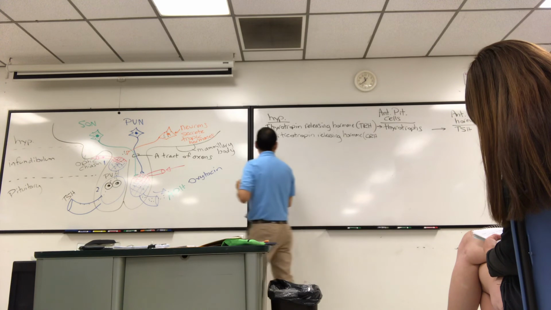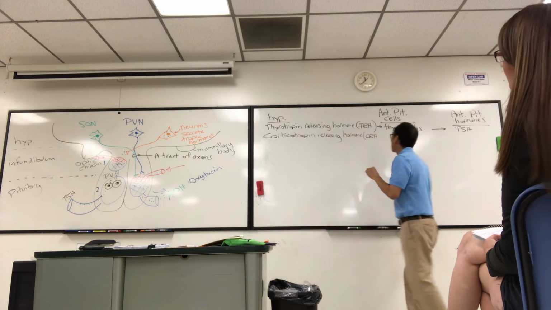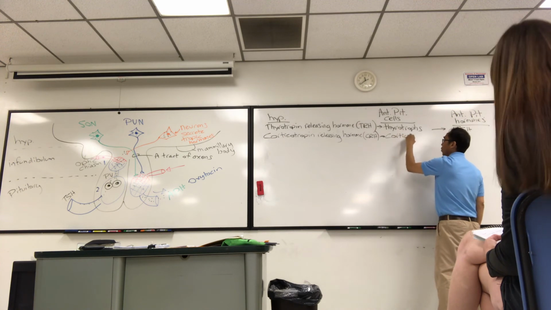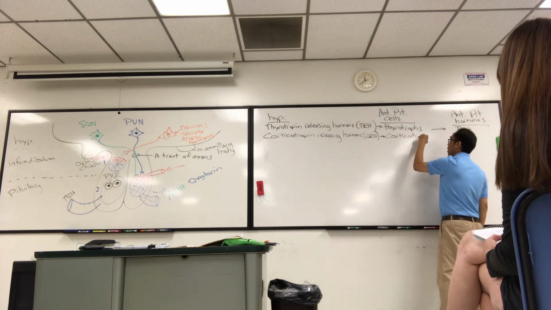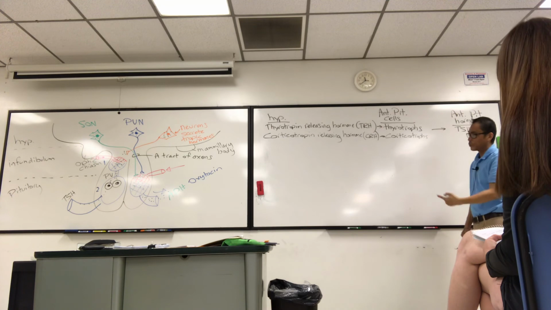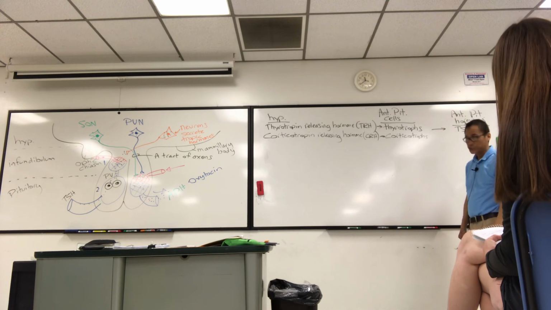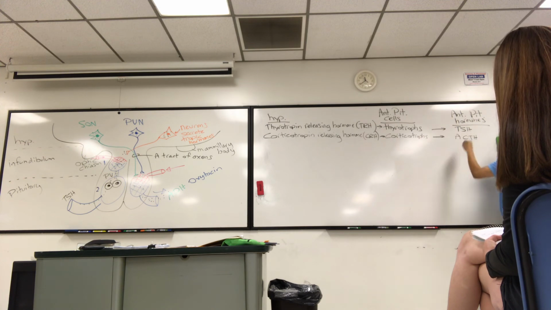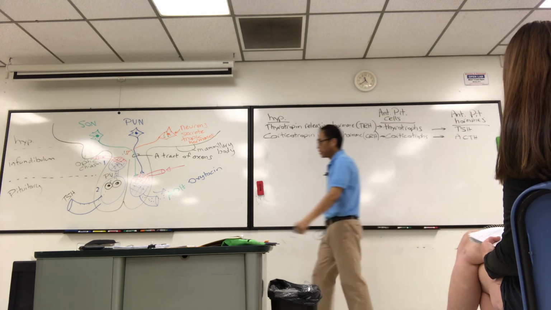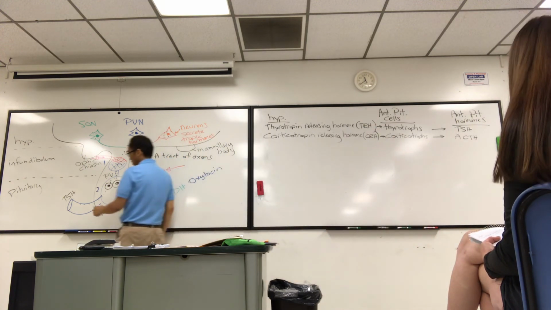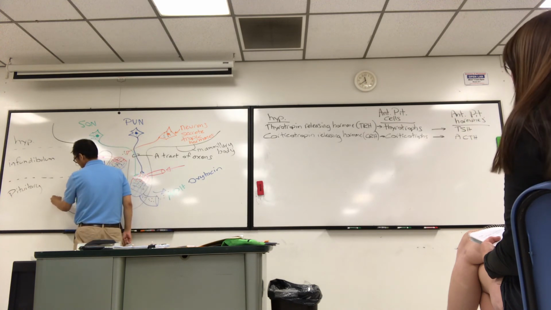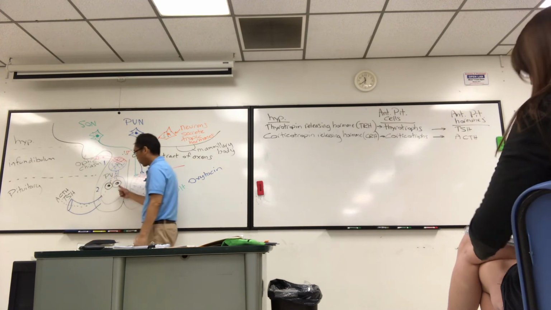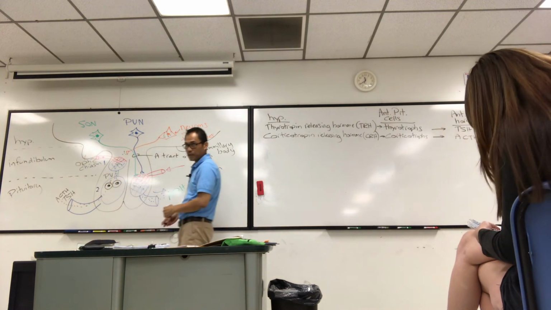stimulated by CRH are corticotropes. So CRH will stimulate corticotropes. And then corticotropes will secrete ACTH. And ACTH in our drawing is secreted right here, from the corticotropes in the anterior pituitary.